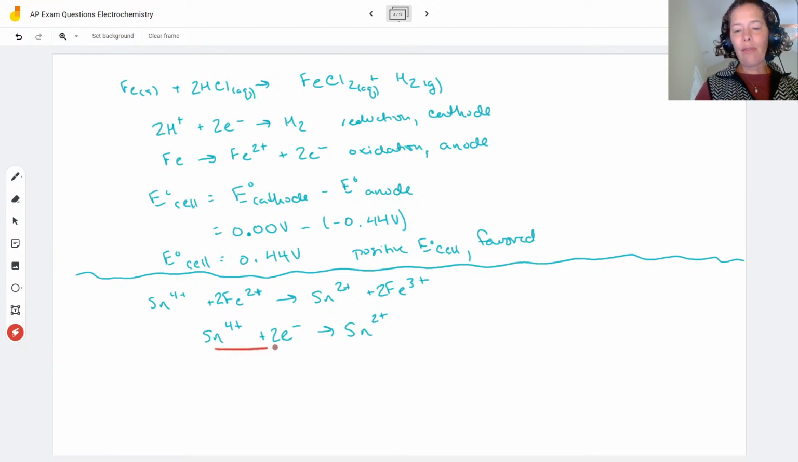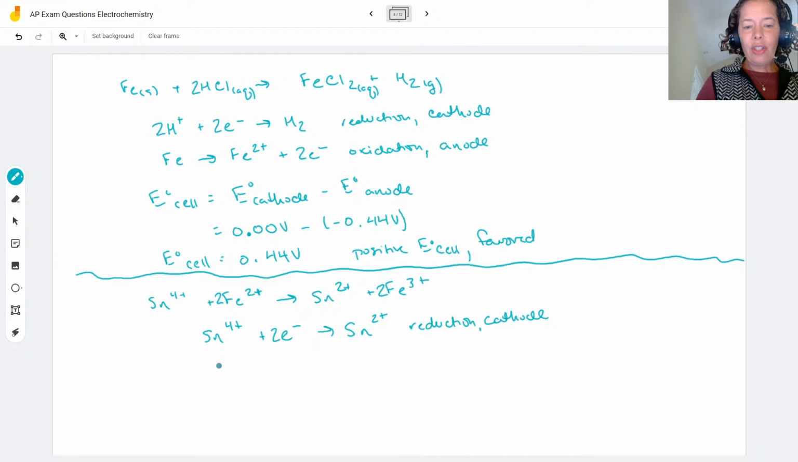And balancing the charges is another way that if you're unsure if something's being reduced or oxidized, you just want to make sure that your charges are balanced here. So you can see for this half reaction, I have +4 minus a 2 here, because this is 2 times -1 gives me a +2 on the left-hand side, and I also have a +2 on the right-hand side. So if you're ever unsure which side do I put my electrons on, you want to put your electrons on the side that's going to balance your charges. Okay, so this is our reduction, which means it's happening at the cathode. And our oxidation is our iron.